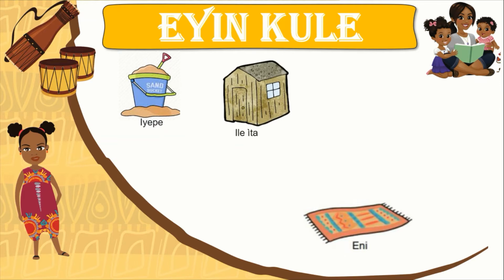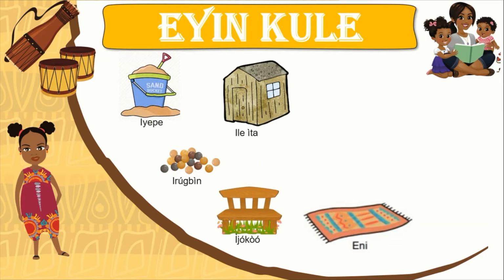Ileita, a shed. Irugbin, these are seeds you use for planting. Ijoko, that's a chair. Ijoko, a garden chair. Oko, a hole.